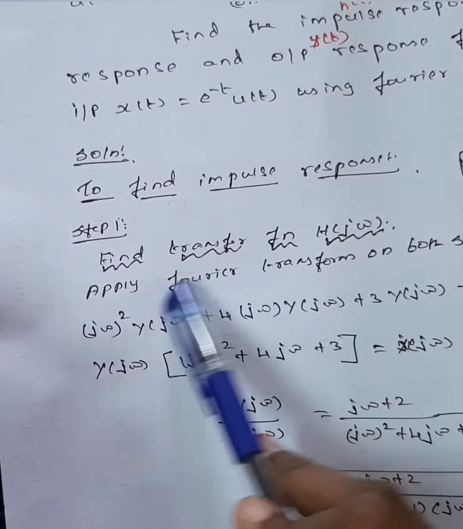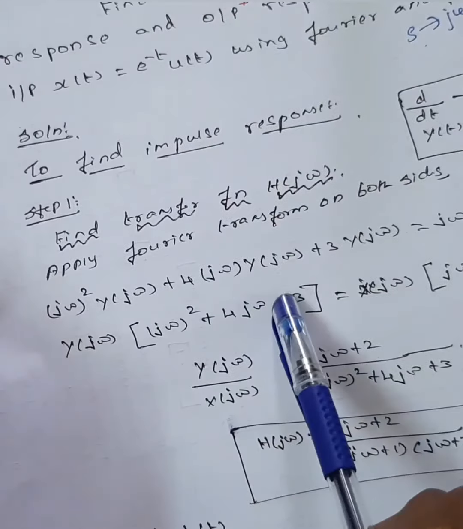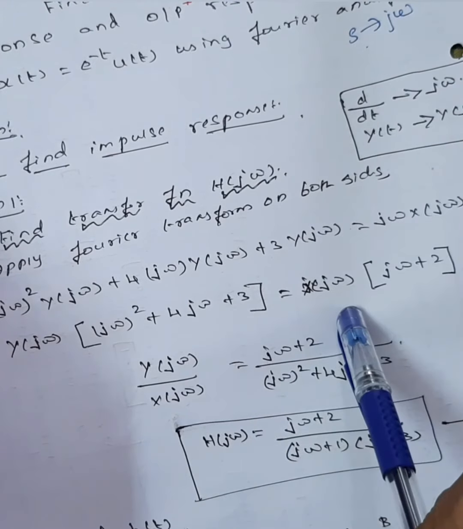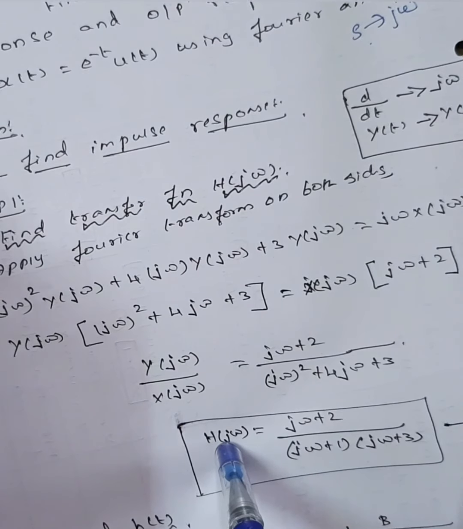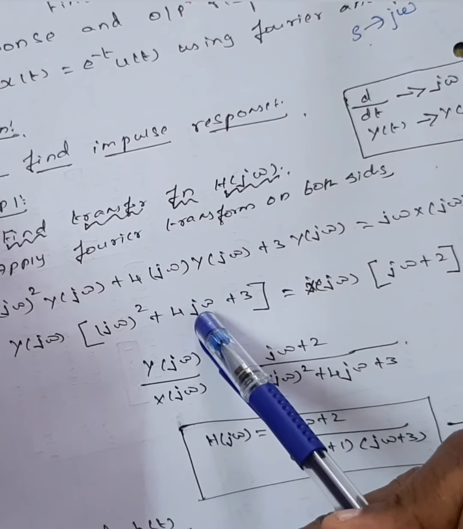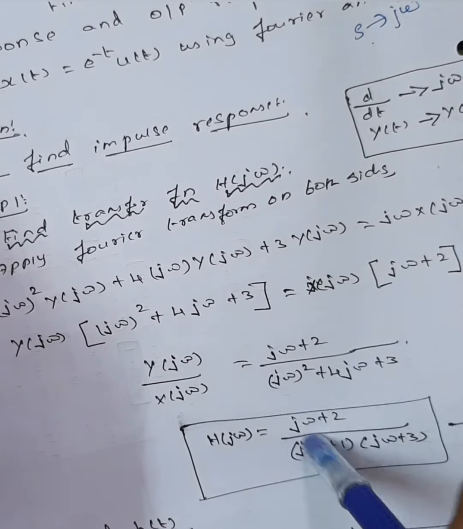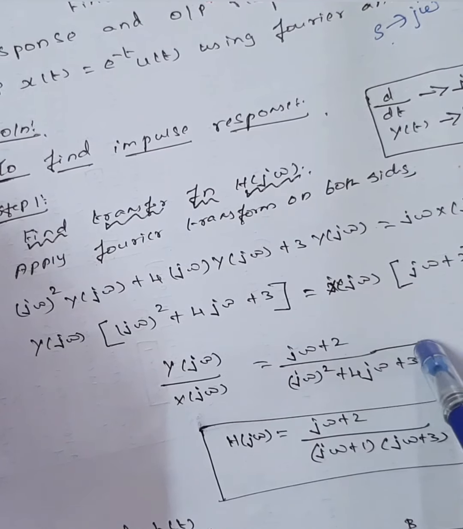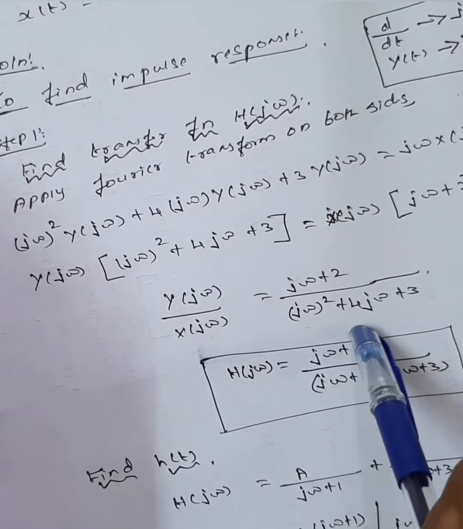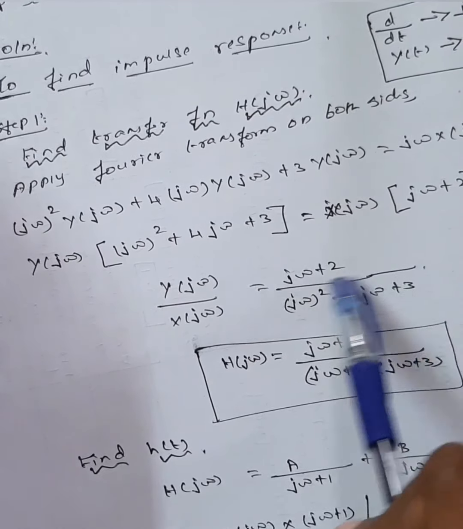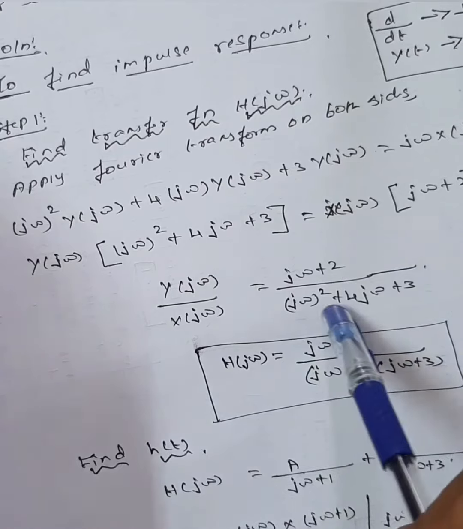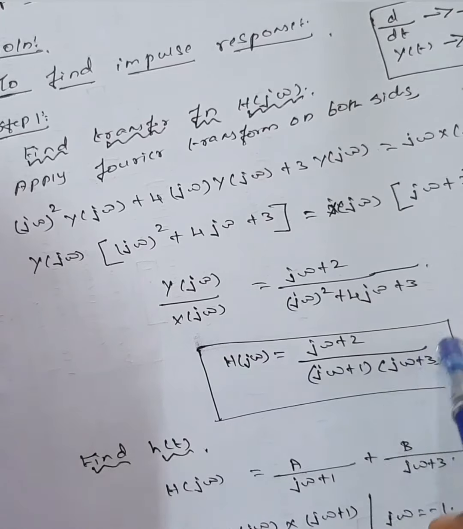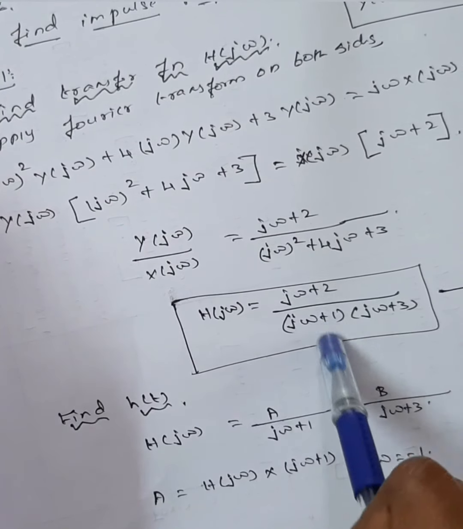Okay, so from this, take y of j omega as common outside, so the remaining term is j omega squared plus 4 j omega plus 3. On the other side, take x of j omega, because we need h of j omega. What is h of j omega? Output by input, that is y of j omega by x of j omega. So you get j omega plus 2 divided by j omega the whole square plus 4 j omega plus 3. Now factorize this term, because it is in the form s squared plus 4s plus 3, so you can easily factorize. You get j omega plus 1 into j omega plus 3.